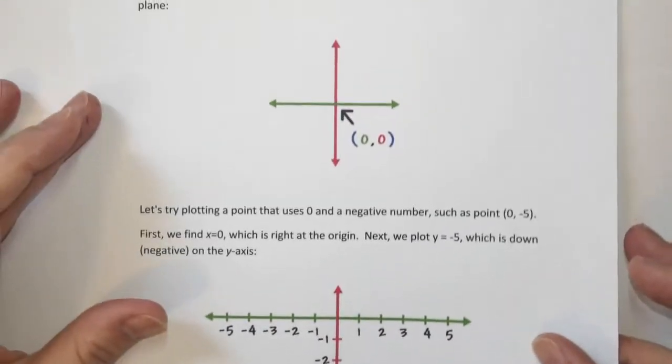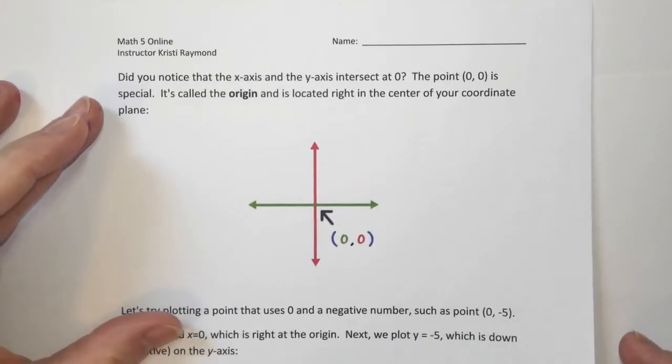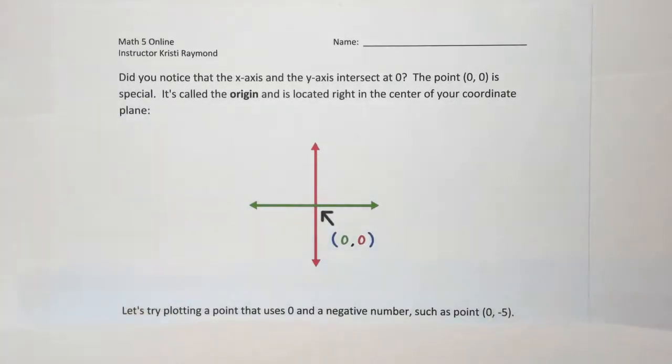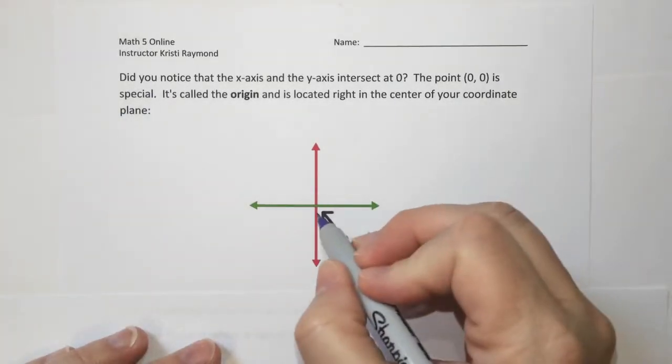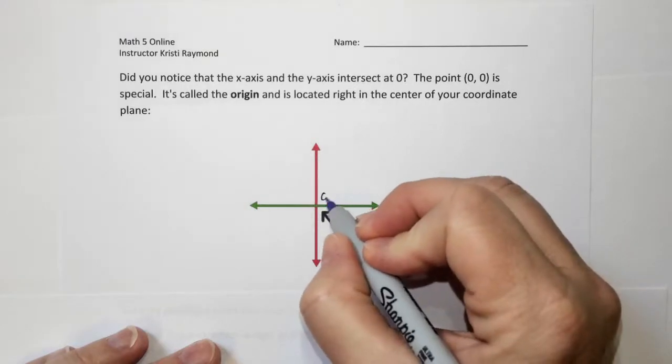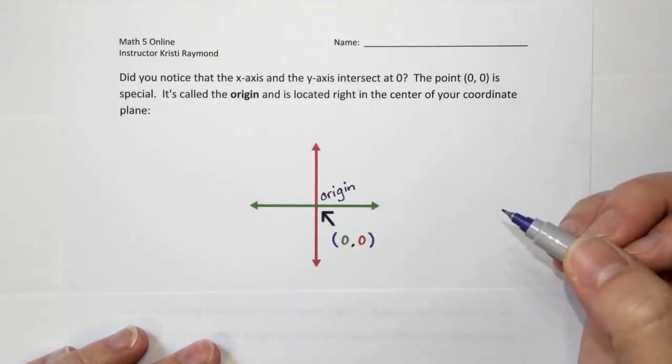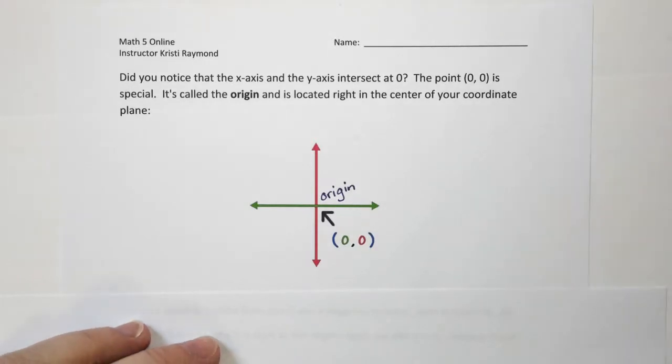And did you notice that the x-axis and the y-axis intersect at 0? Maybe you noticed that on the previous page. The point 0, 0 right here is special. It is called the origin and is located right in the center of your coordinate plane.